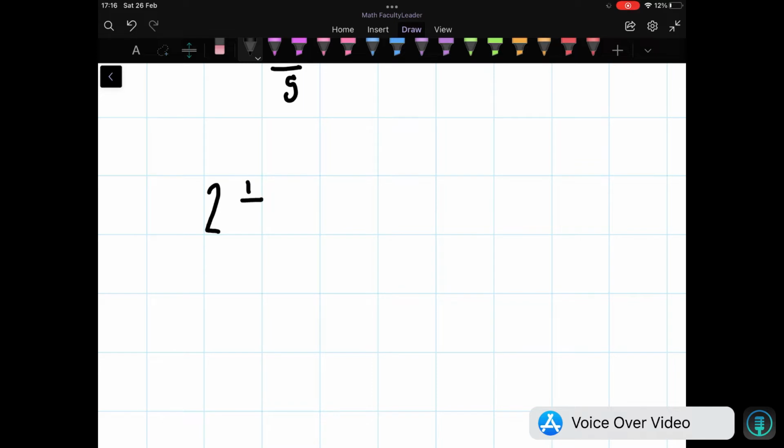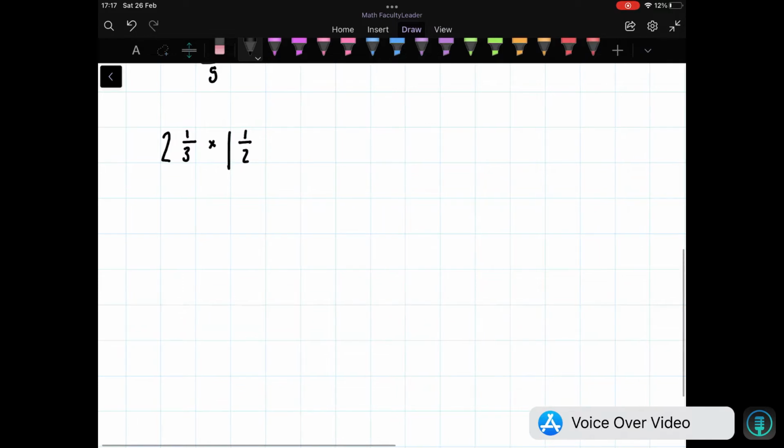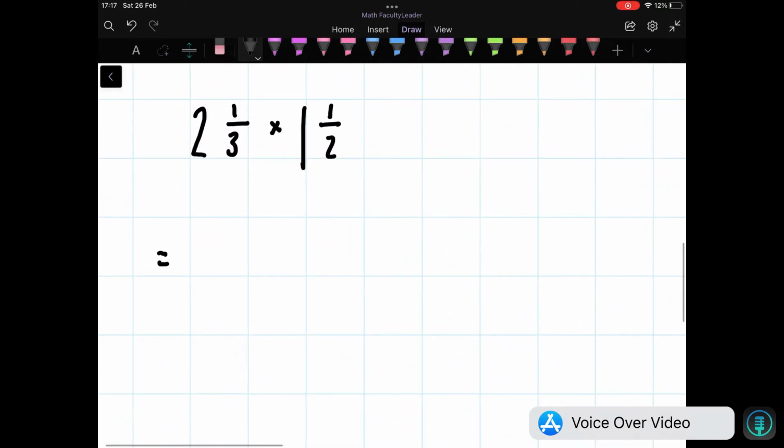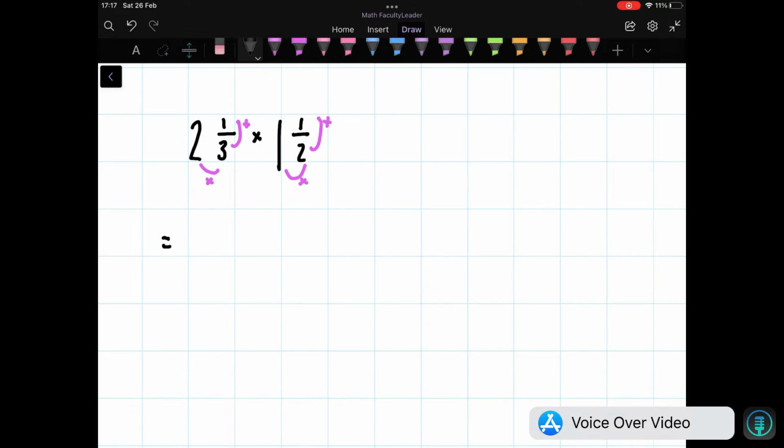For our second example, we will be multiplying mixed fractions. Our example is 2 1/3 times 1 1/2. In order to convert them into improper fractions, we must multiply the whole number by the denominator, then add it to the numerator. So for the first fraction, we will do 2 times 3 plus 1. And then for the second one, we will be doing 1 times 2 plus 1.